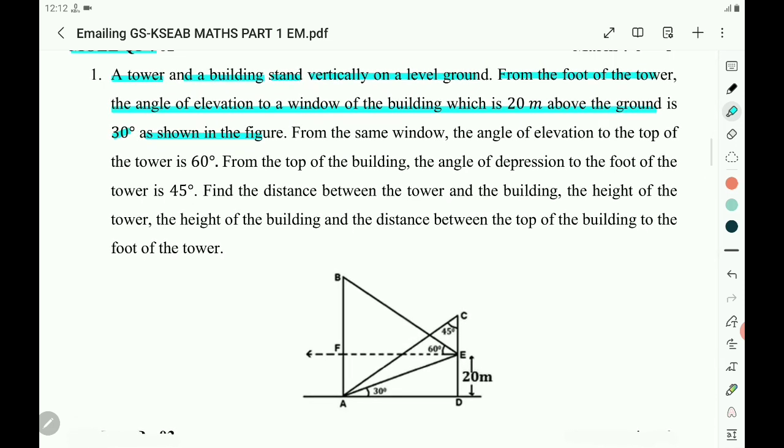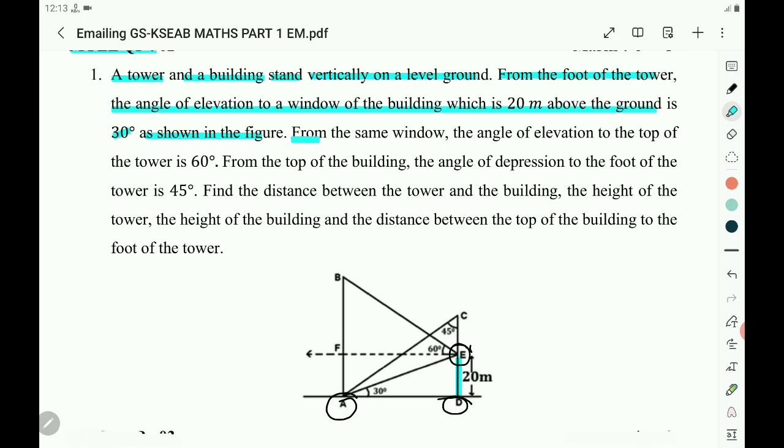Here AB is a tower and CD is a building. From the foot of the tower, A is the foot of the tower, the angle of elevation to the window of the building, the window is C, angle of elevation of the window is 30 degree. Window is 20 meter above the ground.